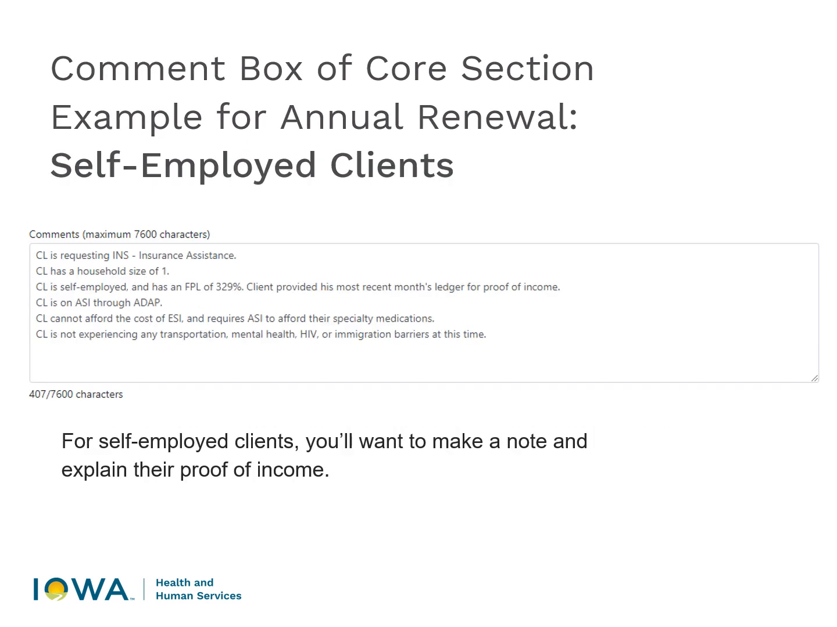For self-employed clients, you'll want to make a note and explain their proof of income. So in this example here, the client's requesting insurance assistance. He's a household size of 1. He's self-employed, has an FPL of 329%, and he provided his most recent month's ledger for proof of income. The client is on ASI through the BDAP, and the client cannot afford the cost of his ESI because he would be purchasing it himself, and requires ASI to afford his specialty medications. He was not experiencing any transportation, mental health, HIV, or immigration barriers at the time of application submission.